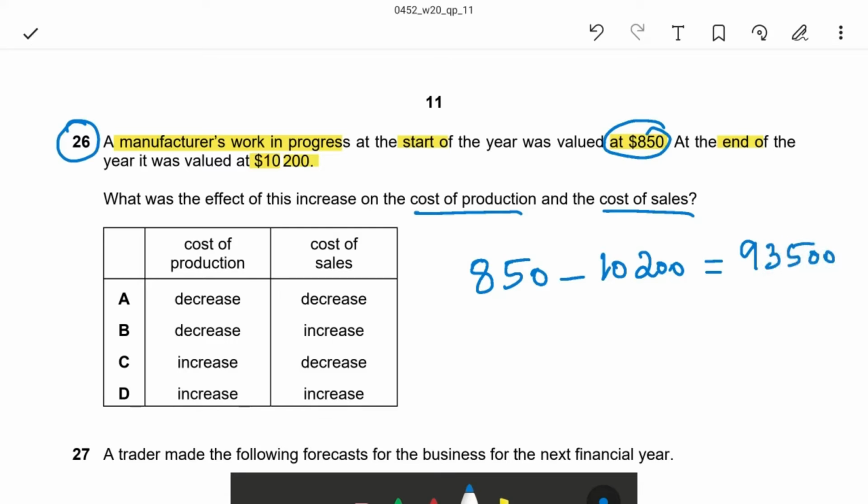Work in progress will not be added in the total cost of production calculation. So it will decrease the cost of production. It will decrease the cost of sales also. So the correct answer is option A.